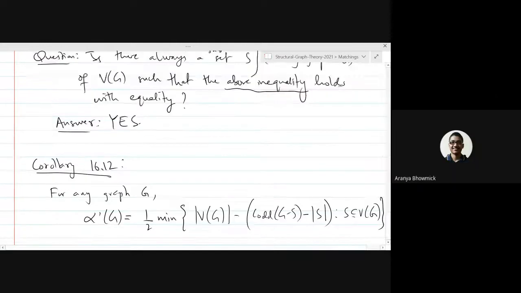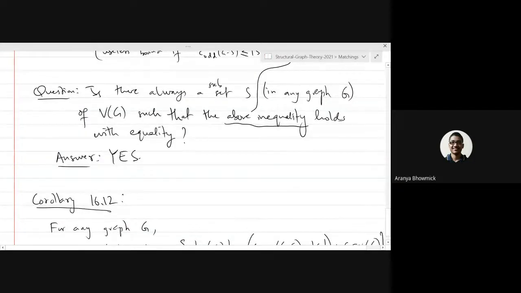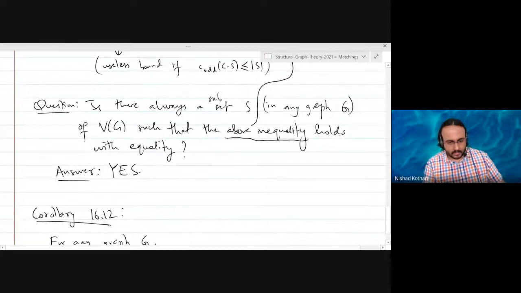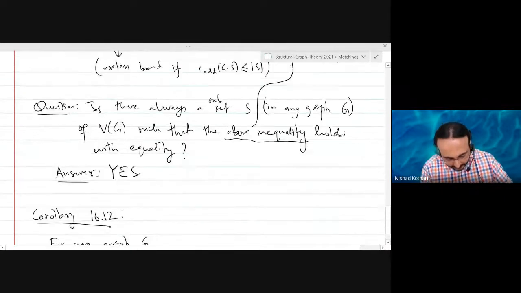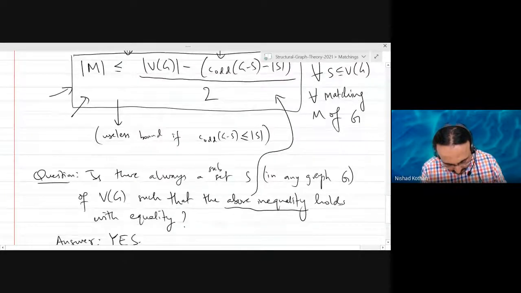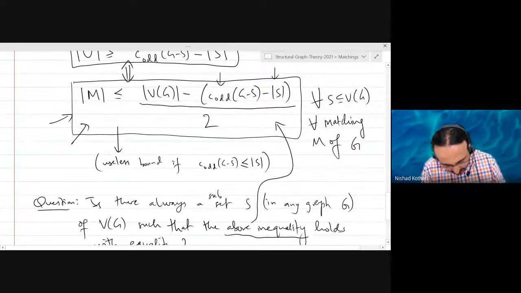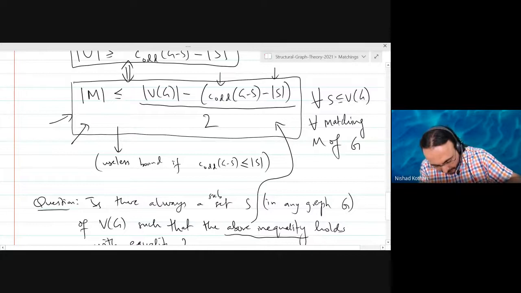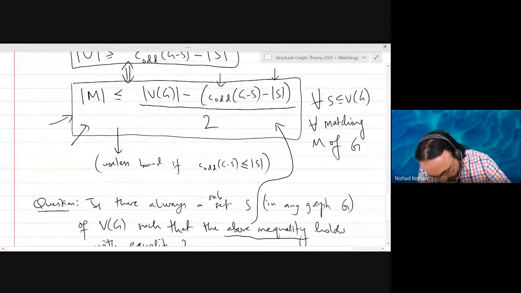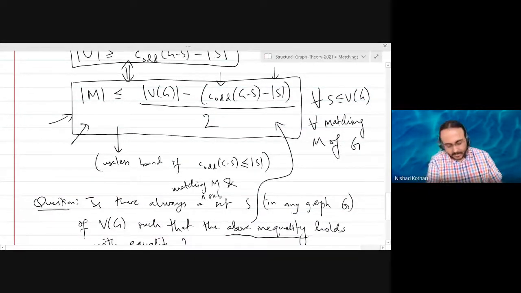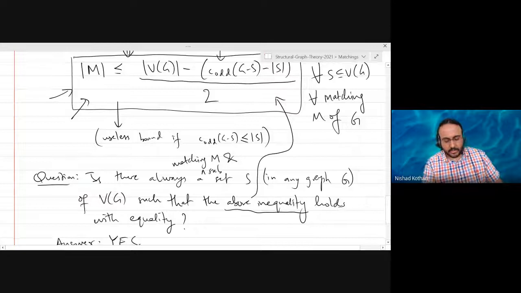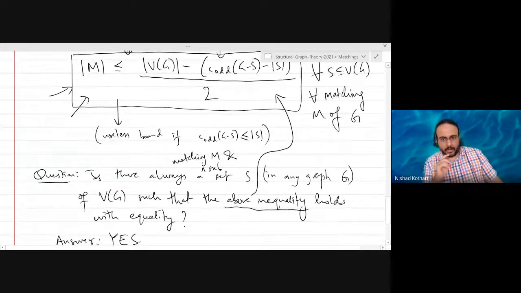Okay, so sir, is it exactly the Tutte-Berge formula? Right, it's exactly the Tutte-Berge formula. Right. Okay. In fact, I think I should have been more careful. You have to say two things here, right? Of course, this will not hold with equality for every matching because every matching is not a maximum matching. Is there always a matching M and a subset S so that the inequality holds with equality? Right? That would be the correct way to say it.